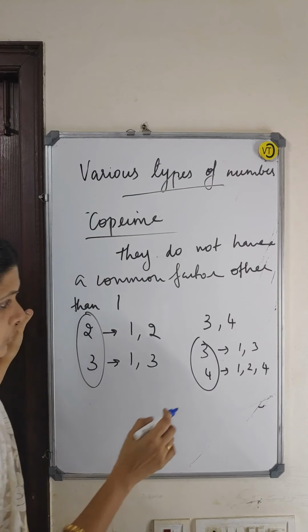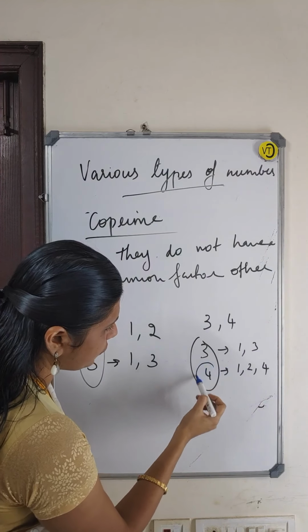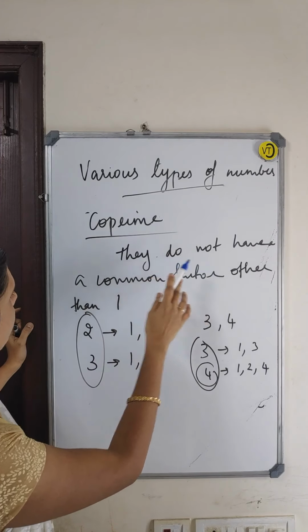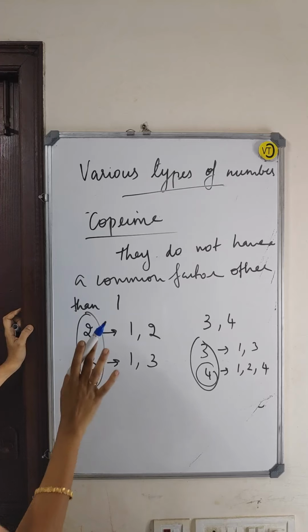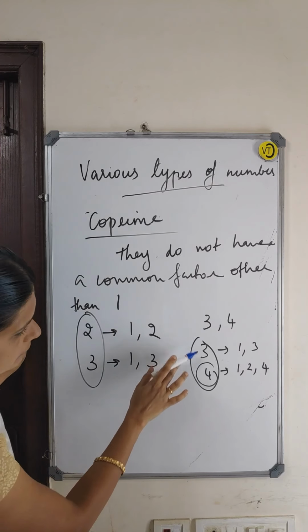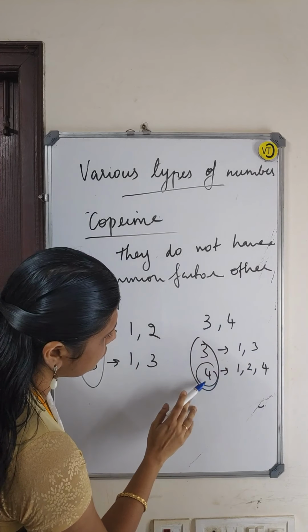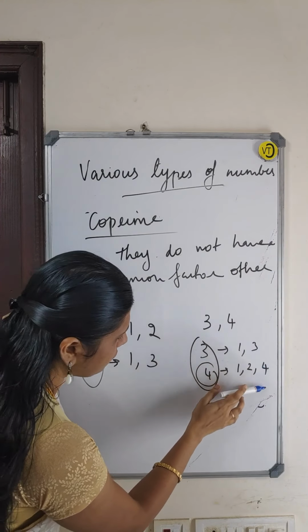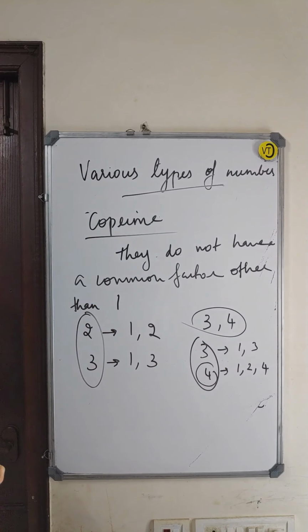You understand? It will be many numbers, not only two. They do not have a common factor other than 1. That's it. I am not telling that these are prime numbers. So 3, 4 is a co-prime. 1, 3 and 1, 2, 4: they don't have any common factor other than 1. So I can tell this is a co-prime.